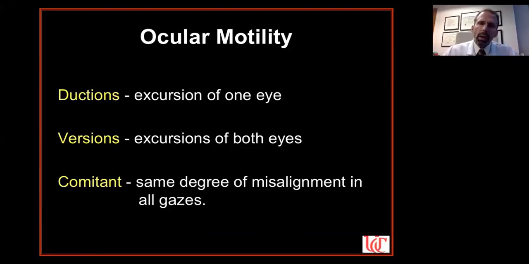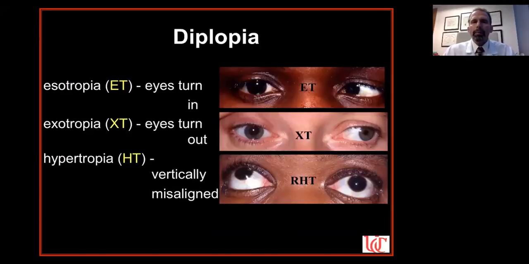And just to make sure we're all on the same page, when we talk about ocular motility, we talk about ductions, which are the movements of one eye when the other eye is covered. We talk about versions, which is when you ask the patient to look up, down, left, and right with both eyes open. And then again, we talk about comitant, which I just defined. And when we talk about misalignment, we talk about esotropia or ET. The eyes are turning inward relative to one another. We talk about exotropia, the eyes turning outward relative to one another.